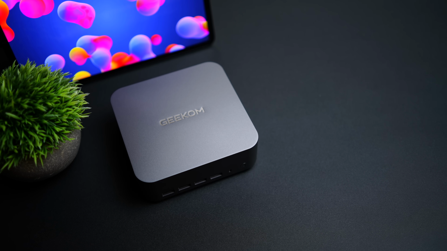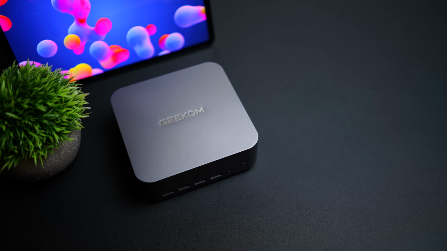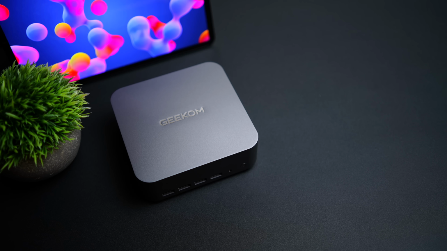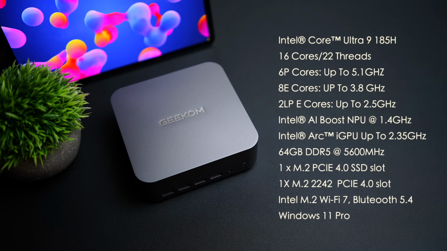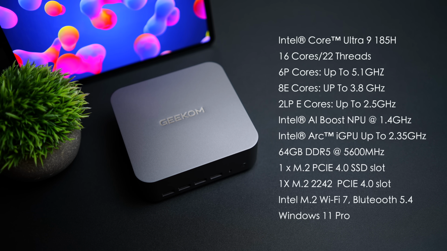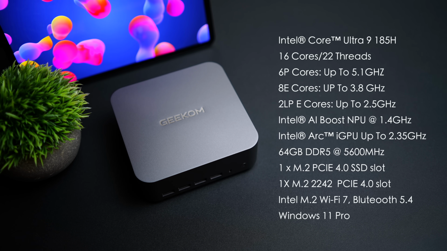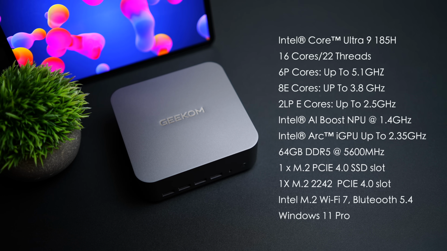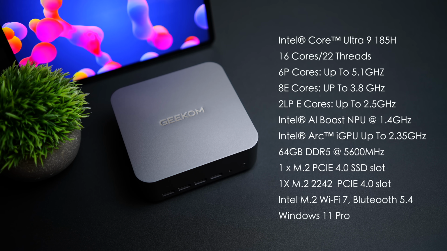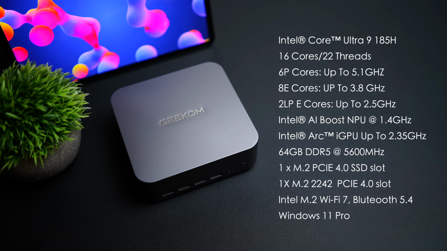GEEKOM is offering the GT1 Mega with two different CPU options, but the one we have here is powered by the Intel Core Ultra 9 185H. 16 cores, 22 threads, and with this we get 6 performance cores up to 5.1 GHz, 8 efficiency cores up to 3.8, and 2 low power efficiency cores up to 2.5.